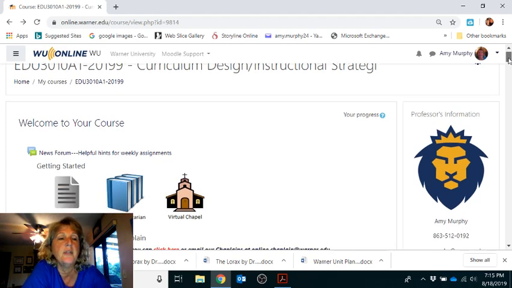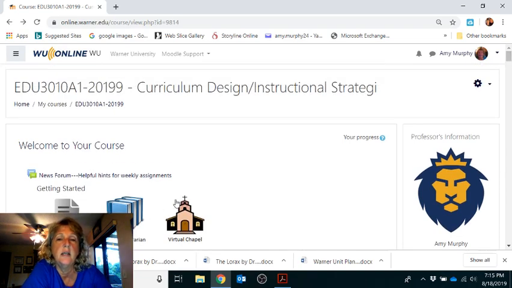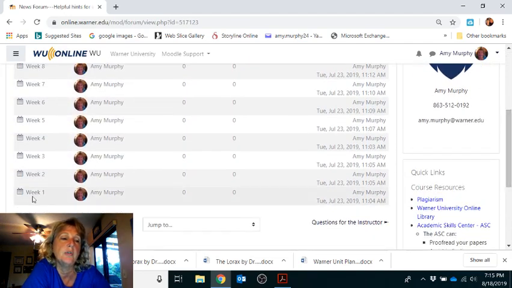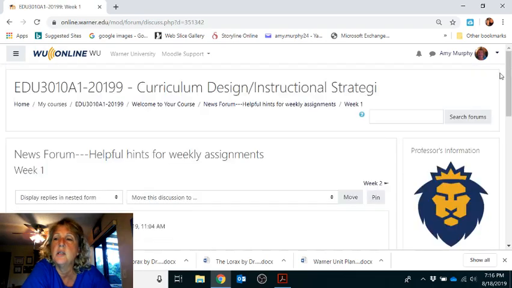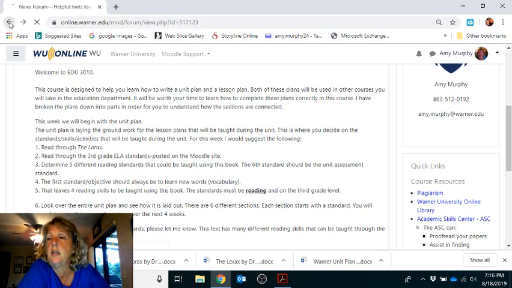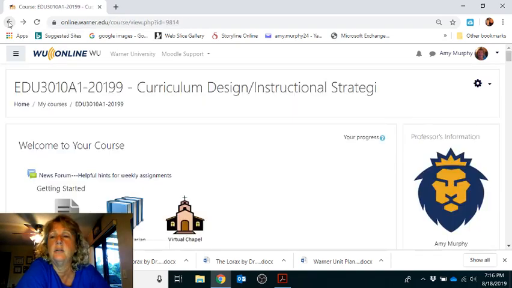A couple of things we need to look at on the Moodle site to help us be successful is the news forum. If you open the news forum, each week there's going to be a new post. The post will tell you specific directions for each assignment due that week. Please make sure that you read the news forum each week. The post will become live on the Thursday night before the week starts. I do check to see who does read the news forum. If you don't read the news forum, you'll probably get an email reminding you to read the news forum each week.